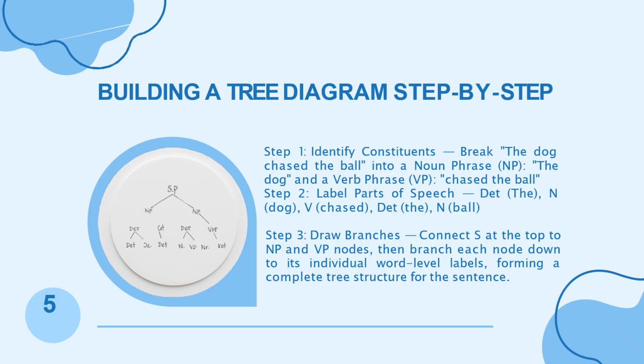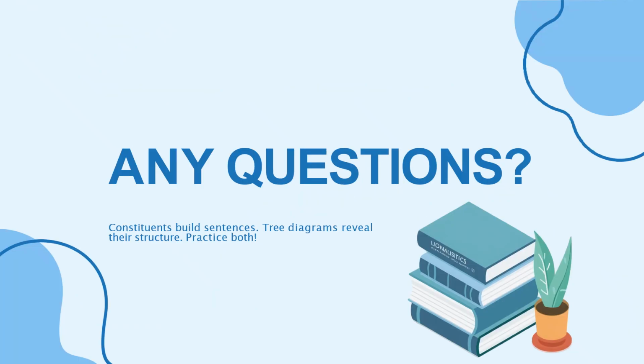In conclusion, to conclude, today we learned about constituents, which are groups of words acting as a single unit. They help us understand sentence organization. And tree diagrams visually represent the sentence structure. Constituents and tree diagrams together make analysis easier. Understanding these concepts improves our knowledge of grammar, sentence, and language analysis. Thank you for listening.